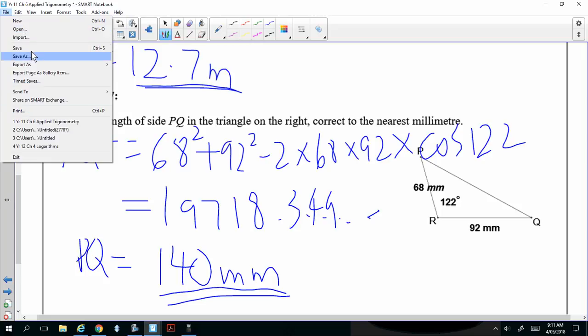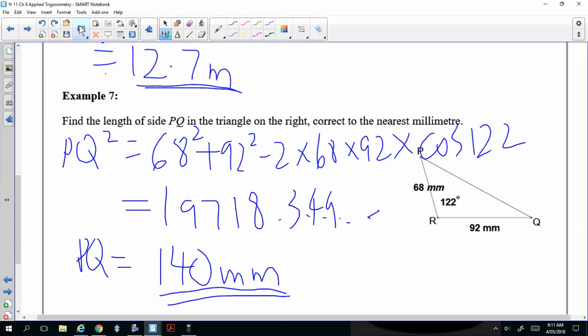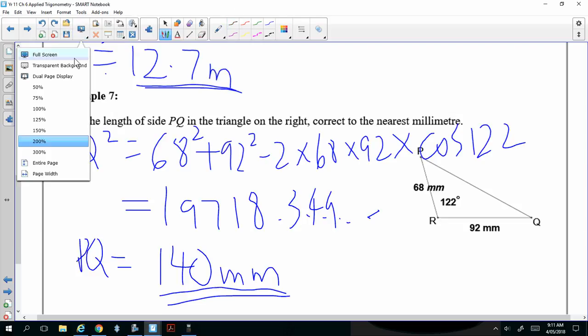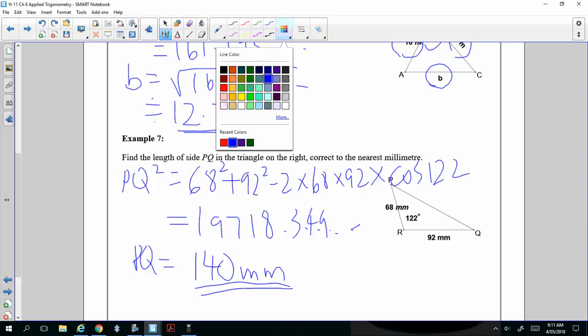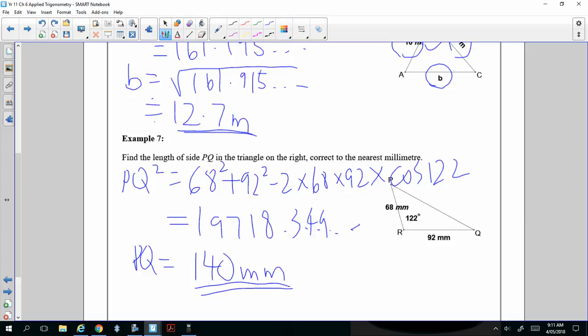Okay. We know how to find a side. The next bit is to find angles. Okay, we're going to find some angles. Now, before we continue, just remember, when do we use the cosine rule? It's when we have two sides and an angle in between. Just remember SAS.